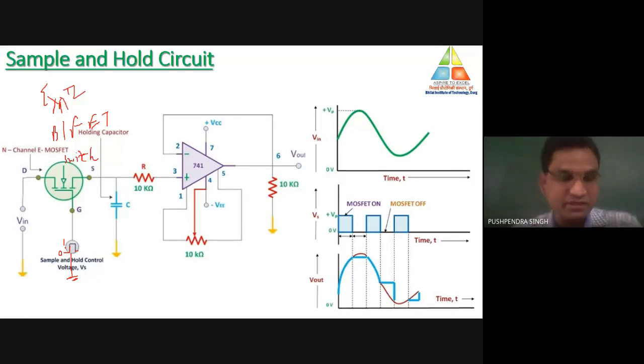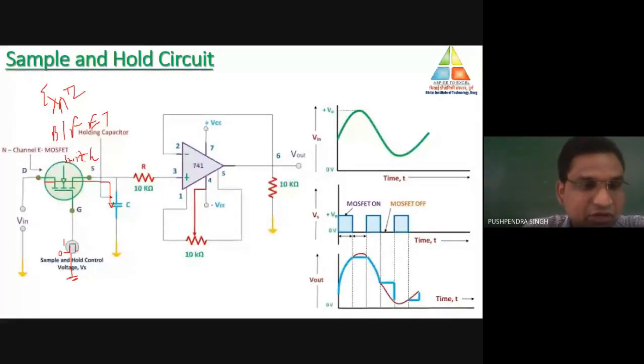When the level of this control voltage is 1, on that condition this E-MOSFET will be short circuited, and when it is short circuited, there is a direct connection between the input sinusoidal voltage and the capacitor. So due to that input sinusoidal voltage, the capacitor will charge. As I told you, when the switch is in the short-circuited condition, there is a direct connection between the capacitance and the input voltage, and due to that voltage the capacitor will charge.